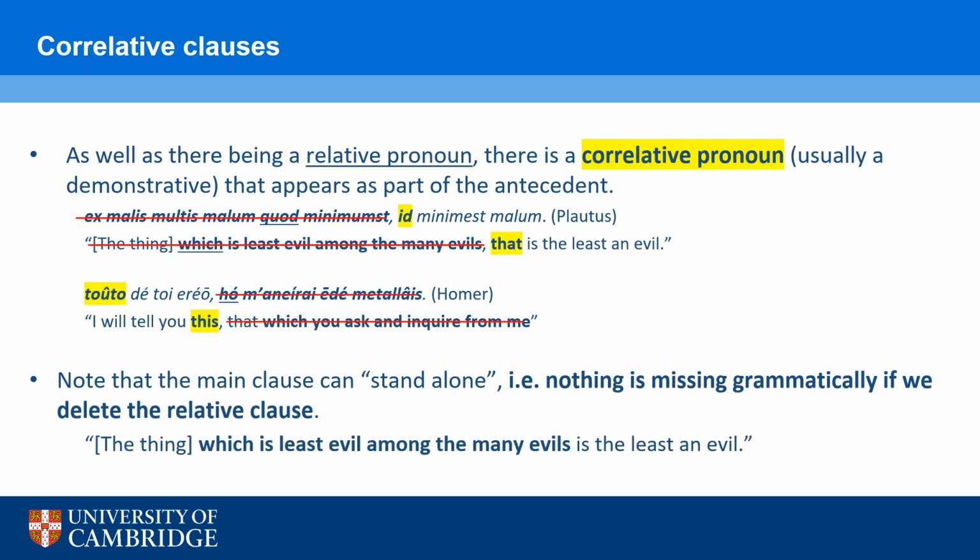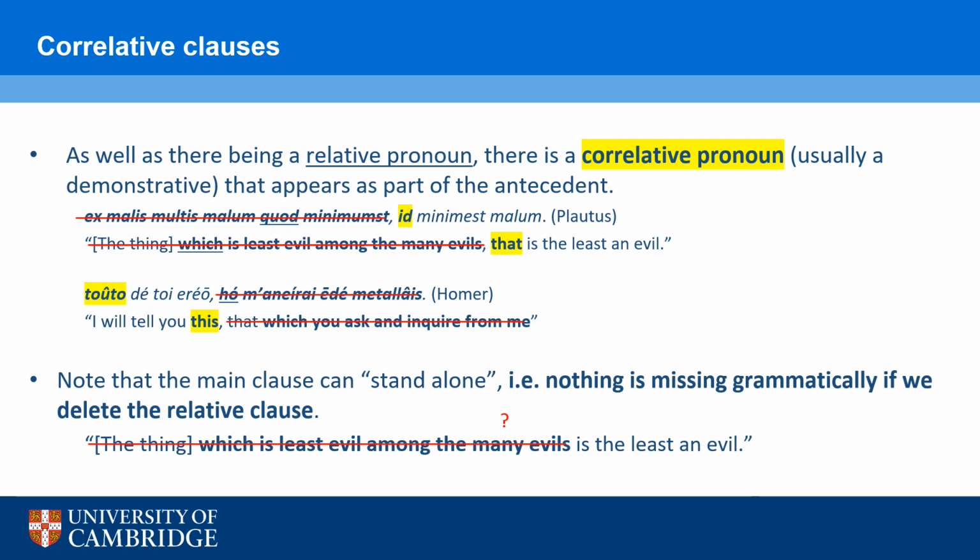But if we play the same game with a plain relative, things go awry. I've converted my translation of the Latin example into a plain relative form, and you can see how odd it sounds to say, is the least an evil. To put it simply, in correlative structures there is a greater degree of independence between the two clauses than with plain relatives. This is another point that will become key later on.